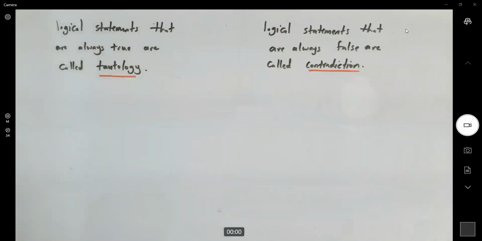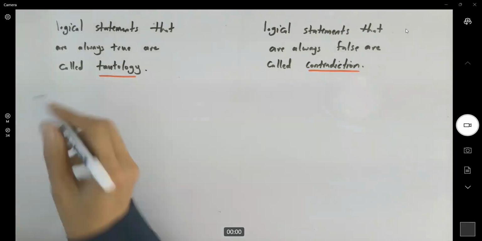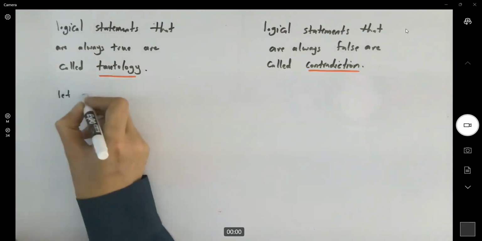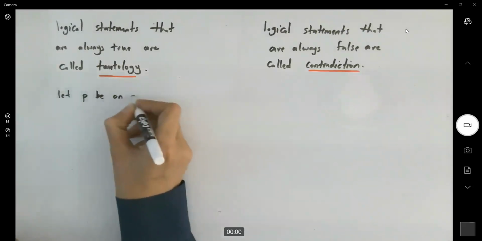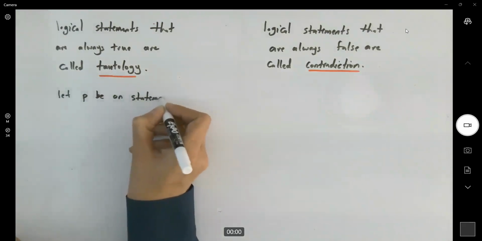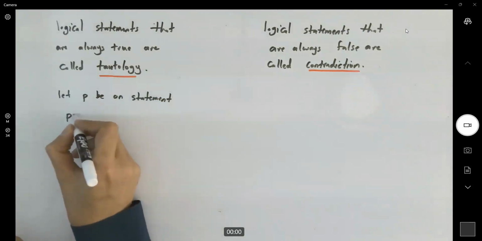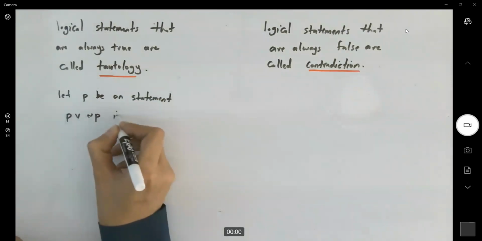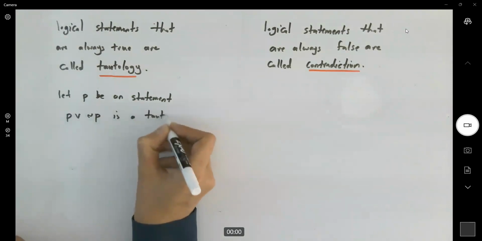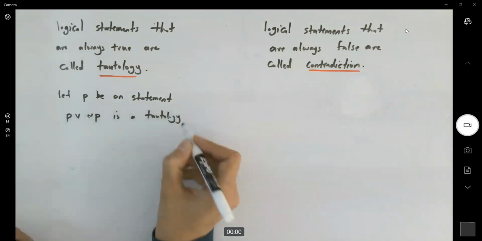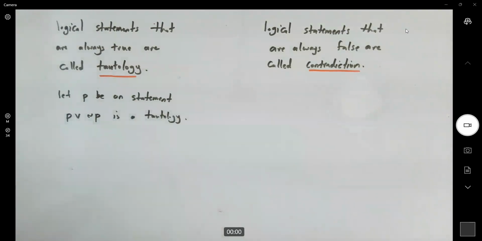For example, let P be any statement. Then P or not P is a tautology. So if somebody asks you, what is an example of a tautology? You can say that, hey, if I have a statement, that statement or its negation is always true.